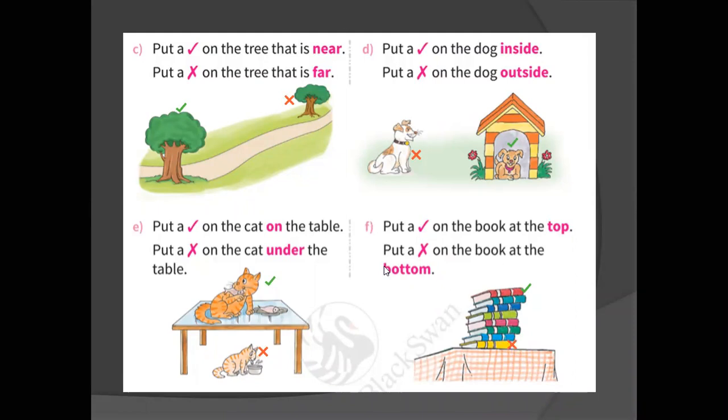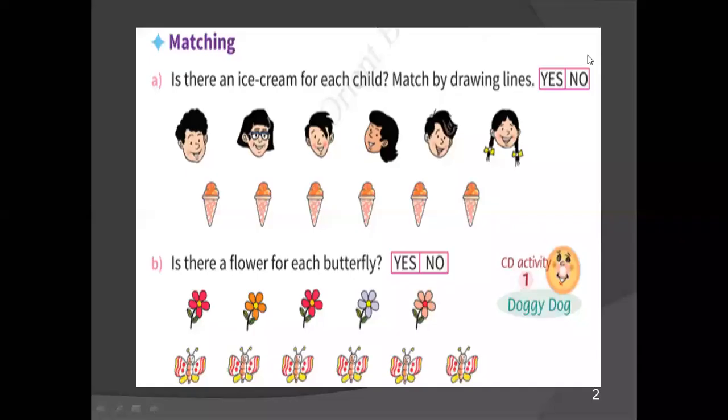Okay, I think you understood comparing the numbers, that is pre-number concept. Okay, now we will match. Now it is matching. A. Is there an ice cream for each child? We will see whether ice creams are there for each child.